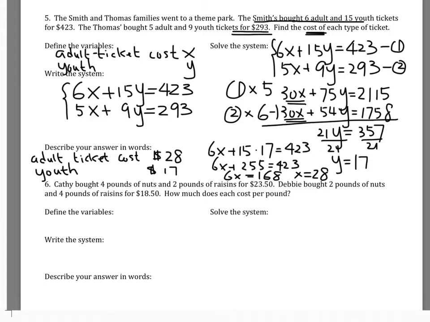So 6x plus 255 equals 423. Subtract 255 from both sides. I have 6x equals 168. So divide both sides by 6, my x equals 28. So that means adult ticket cost is $28. Youth ticket cost is $17. You can plug it into the second equation to check your answers. And don't forget, every time I try to remind you, make sure you check your answers. You can check your answer by yourself by plugging into the other equation that you did not use.